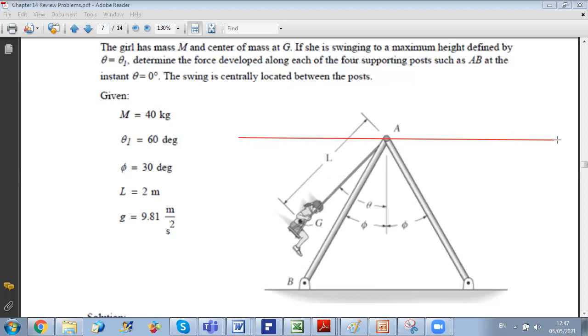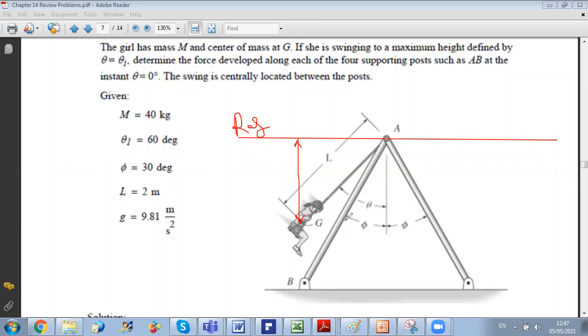If I consider this as my reference line or datum, then my potential will be negative, because the gravitational potential is positive above the reference and negative below it. Initially the girl is at this position, below the reference, at a distance from the reference. How do we calculate this distance?